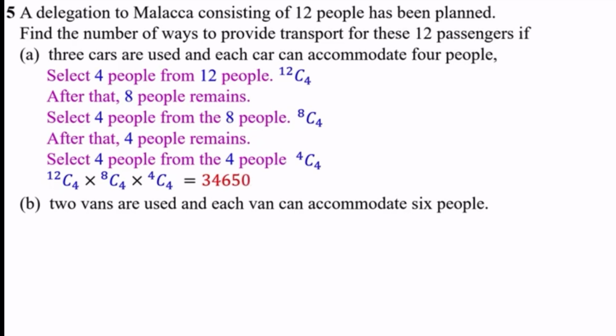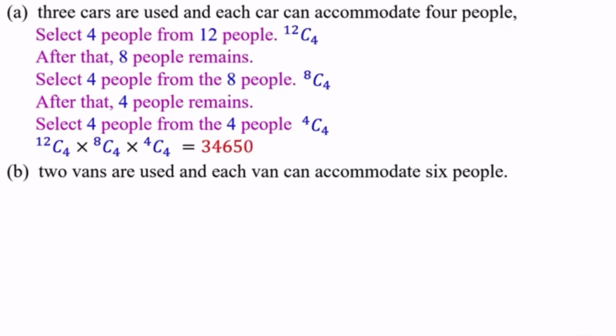Let's see how to solve question B. For B, 2 vans are used and each van can accommodate 6 people. Alright, now we are changing the car to van. So we have 12C6 times 6C6, because the balance of 6 will go to the second van that can accommodate 6 people.